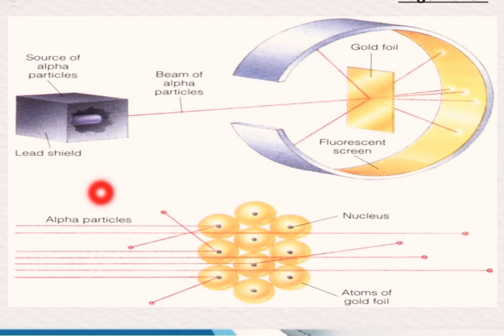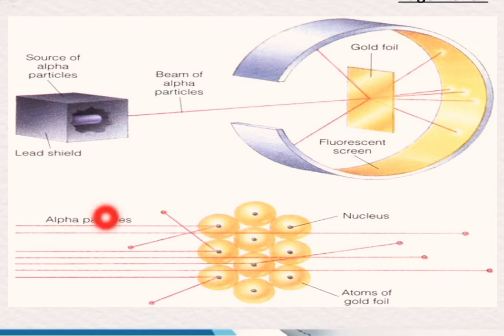Students, you can see that Rutherford bombarded a very thin gold foil about 0.0004 centimeter thickness with a beam of alpha particles. Students, Rutherford used alpha particles which is obtained from disintegration of polonium. Alpha particles are helium nuclei and that are doubly positive charged particles.